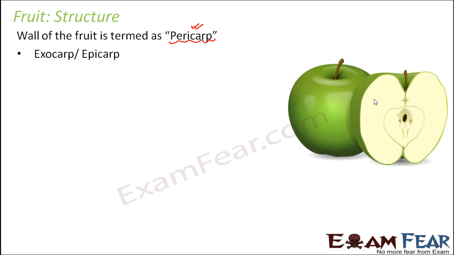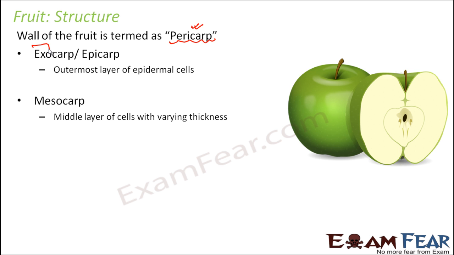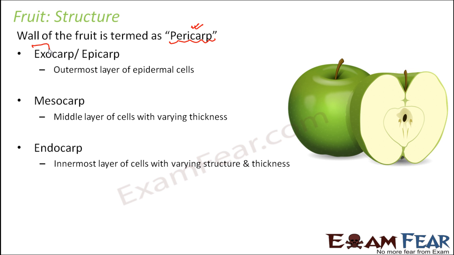Now this pericarp itself is again divided into different layers. Exocarp, which is the outermost layer of epidermal cells. Exo means external. So the most external layer, that is the outermost layer of epidermal cells, that is exocarp, which is also known as epicarp. Next is mesocarp. Meso means middle. So the layer which is present in the middle. So middle layer of cells with varying thickness, that is mesocarp, and the last one is endocarp. Endo means inside. So the innermost layer of cells with varying structure and thickness.